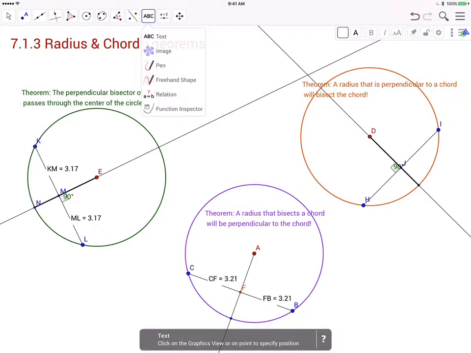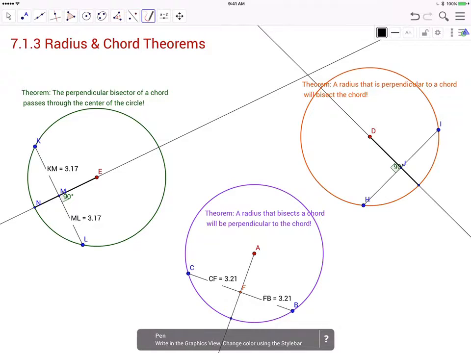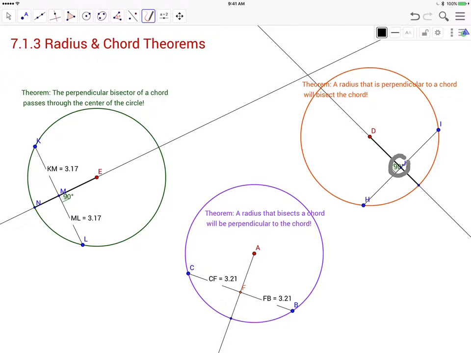I'm going to get my little pen going. We've got a little 90-degree angle there. Let me see if I can draw the color here a little bit better, blue. So a radius that is perpendicular to a chord will bisect the chord. How do we know that HJ will be equal to JI over here?